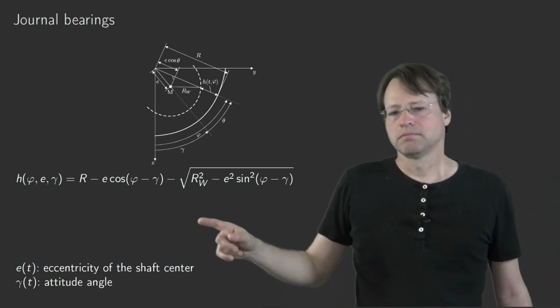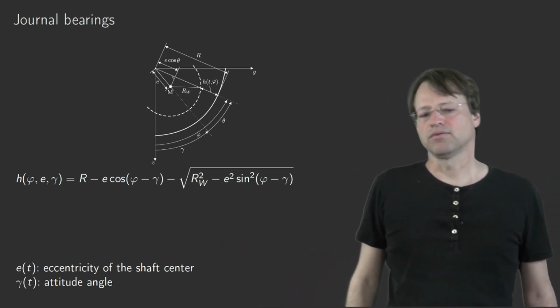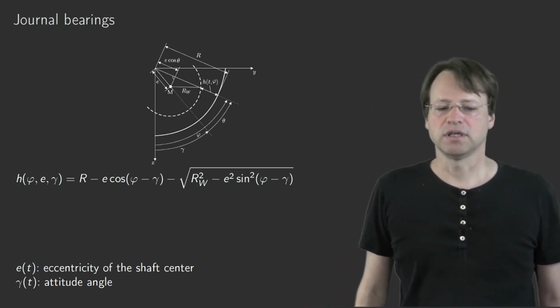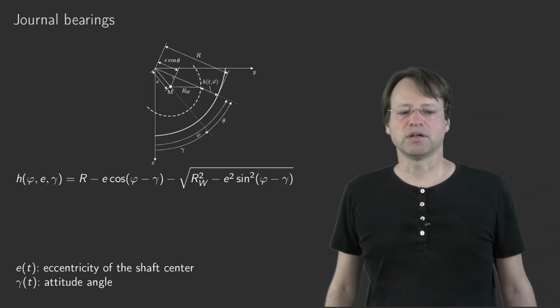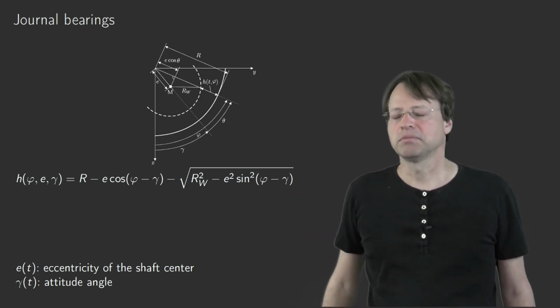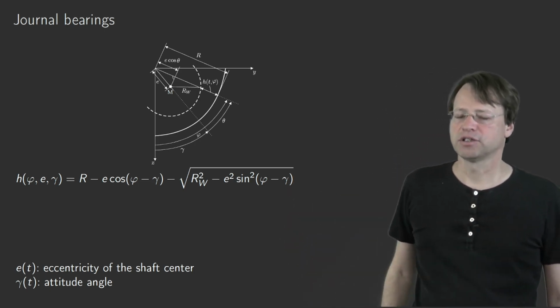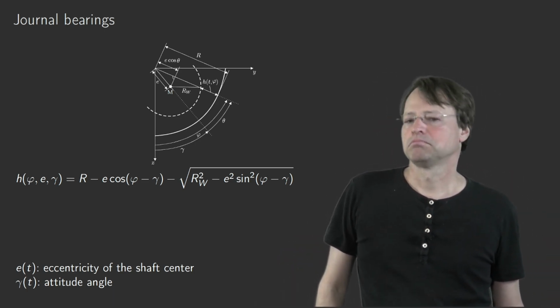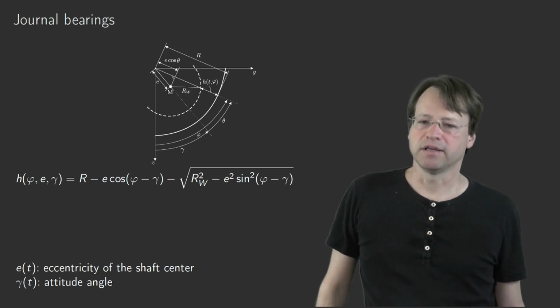So again, it's remarked here that E of t is the eccentricity of the shaft center, and gamma of t the attitude or inclination angle of the shaft. Well, I could already stop here, but I don't like that equation in this way. It's written in a much too complex way.